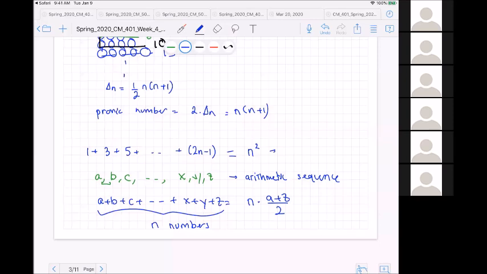Now let's see what happens if we keep adding the cubes. By the way, we will go over a few questions on triangular numbers, okay?